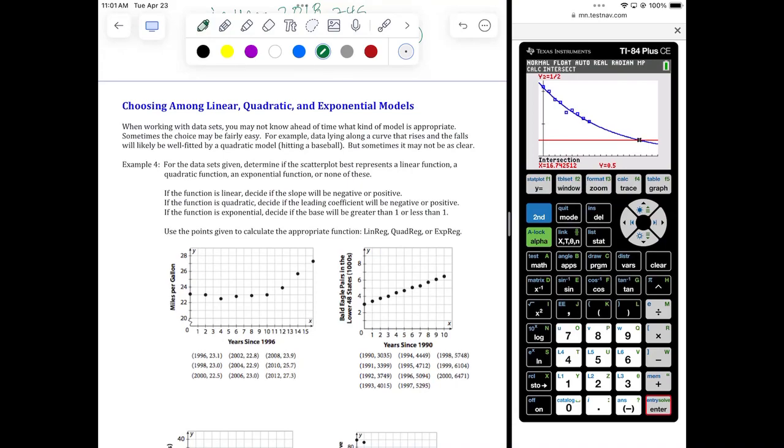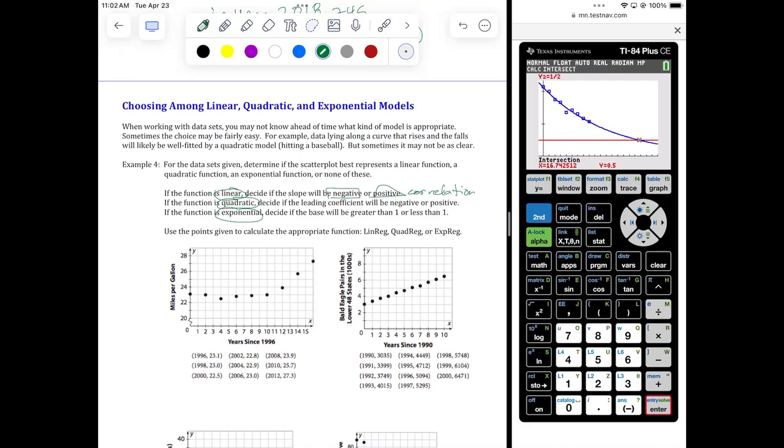All right, so here's what we want to do on example 4. I'm going to be given a scatter plot, and I want to know if it's going to be linear, I want to know if it's quadratic, and I want to know if it's exponential. If it's linear, I want to know if the slope is negative or positive. We call that a correlation. A negative slope means negative correlation. A positive slope means positive correlation. You don't need to know that at this level, but that's a statistics term.